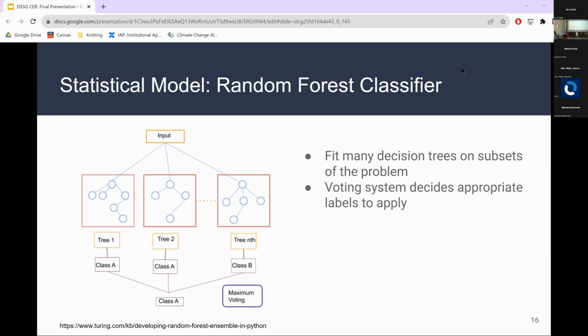We also looked at 2 statistical models. The first was a random forest classifier. Random forests work by fitting many different decision trees on a subset of the problem. So you take a bit of the training data you provide and fit a tree to it and do that a bunch of times. And then when you combine the results of all of these trees together, you can hopefully get a result that's more generalizable and less overfit to your training data.